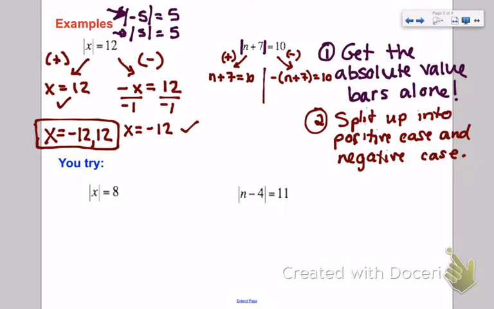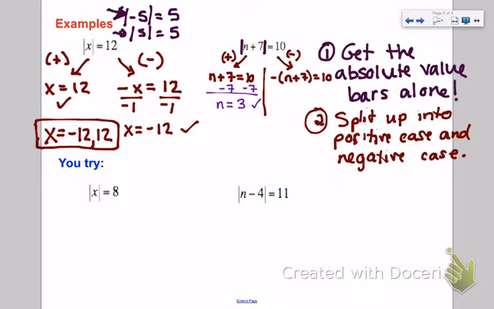I'm going to go ahead and solve on the right side. So what I would do is subtract 7 from both sides. Remember the opposite operation. We're just solving equations now. So once I do that, those 7 and -7 cancel. I get n by itself, and 10 minus 7 is 3. So that's one solution. If you were to plug it back in, 3 plus 7 is 10. The absolute value of 10 is 10, so it works.